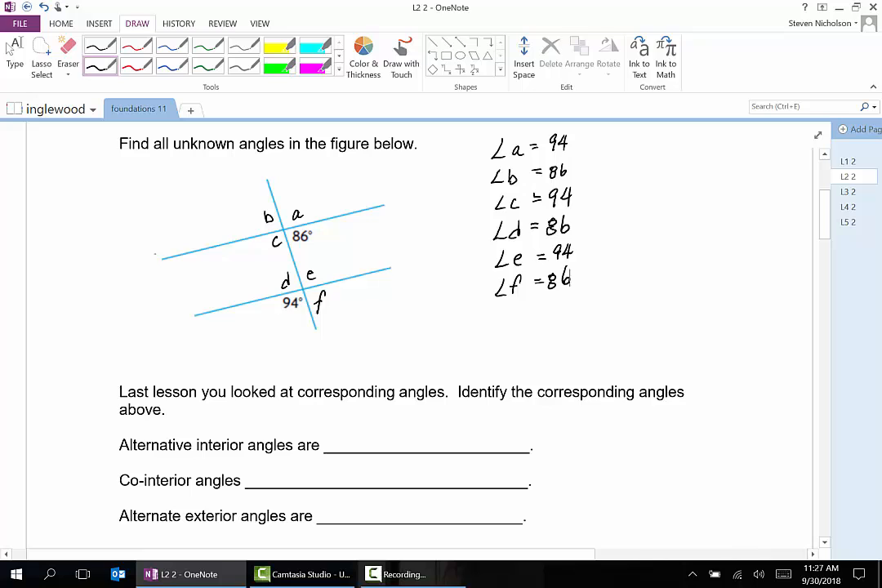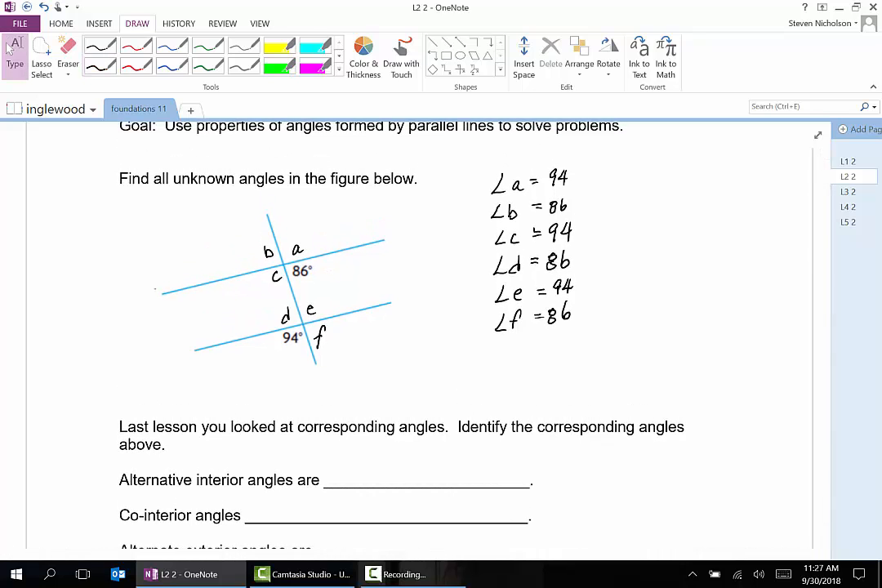Not measuring this time. But here's what I want you to notice. What do you notice about these two sets of angles? So what you should notice is angle E plus 86 degrees equals 180. And angle C plus angle D equal 180 as well.